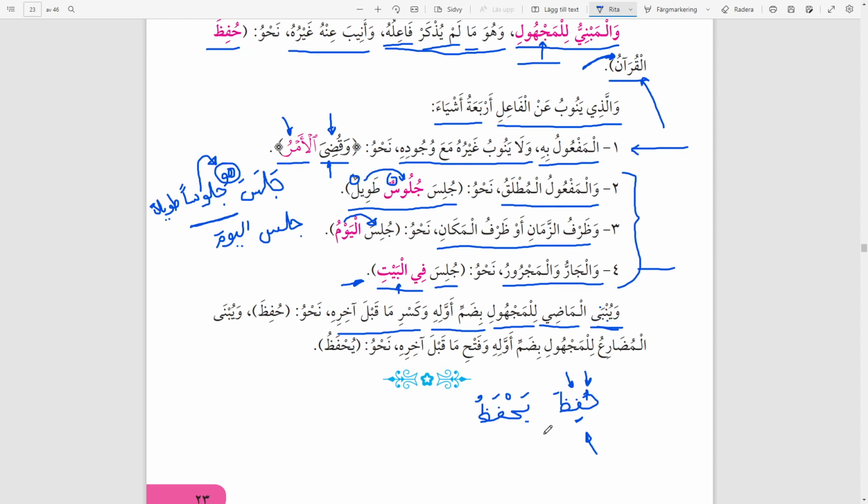So how about the present tense? ويبنى المضارع للمجهول. المضارع يحفظ, he is memorizing. بضم أوله وفتح ما قبل آخره. It was already فتحة. So it went from يحفظ to يحفظ. The meaning went from he memorizes to it is being memorized.